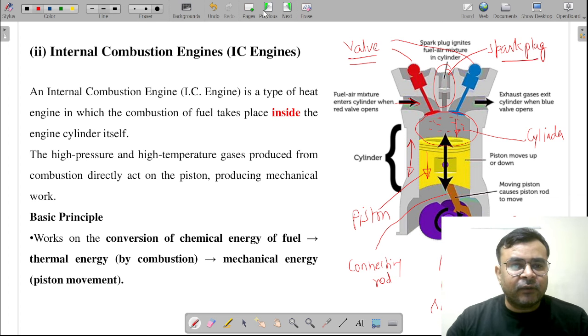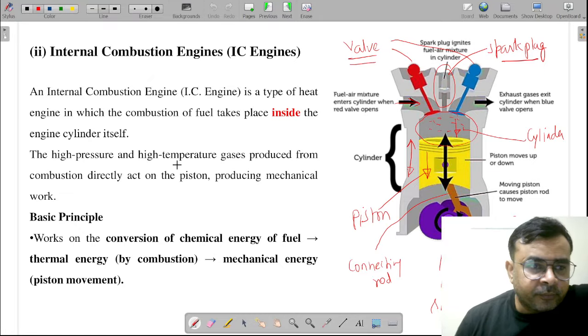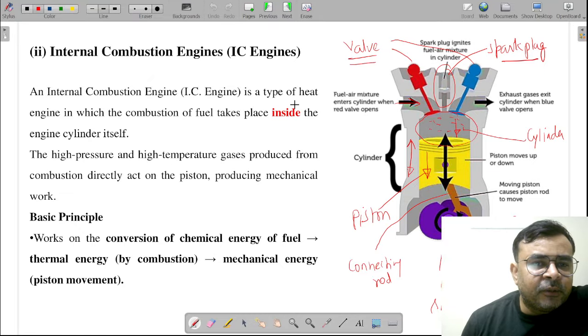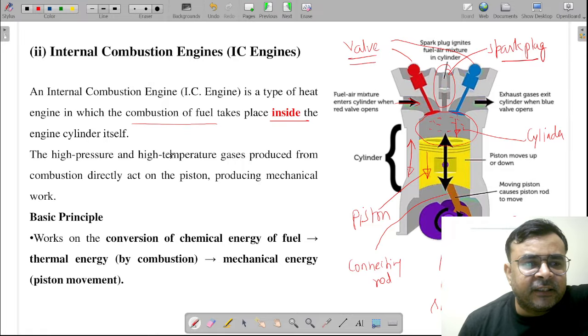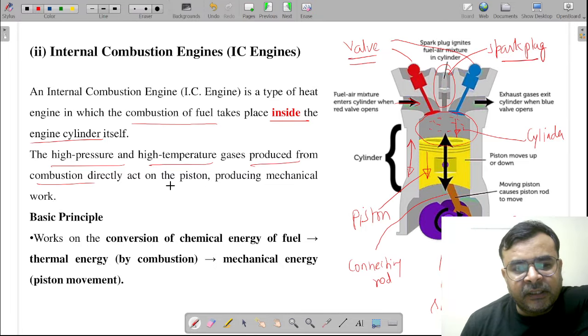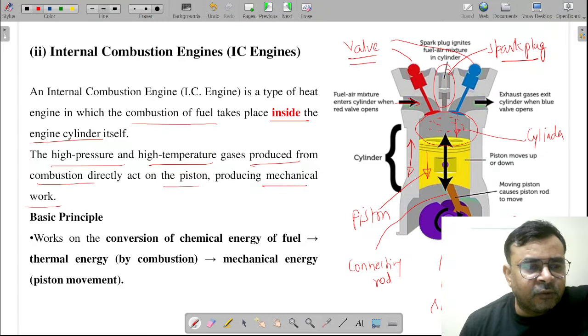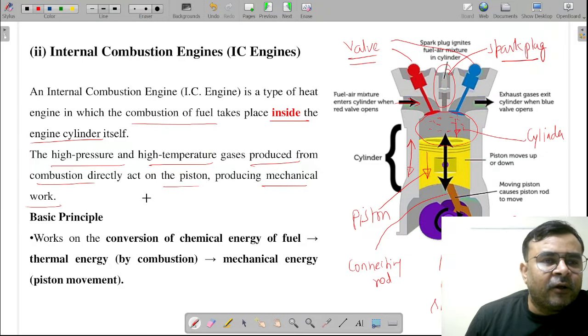But in the previous one, since the combustion takes place outside this piston cylinder arrangement, that's why it was called an external combustion engine. So you can see here, an internal combustion engine is a type of heat engine in which the combustion of the fuel takes place inside the engine cylinder itself. Due to this, high pressure and high temperature gases are produced, and once they are produced, these gases start to expand, and because of that expansion the mechanical work takes place. So this is the basic principle of the internal combustion engine.